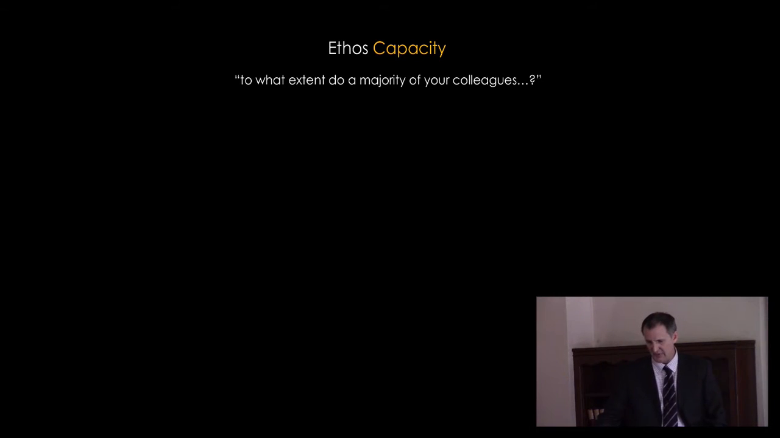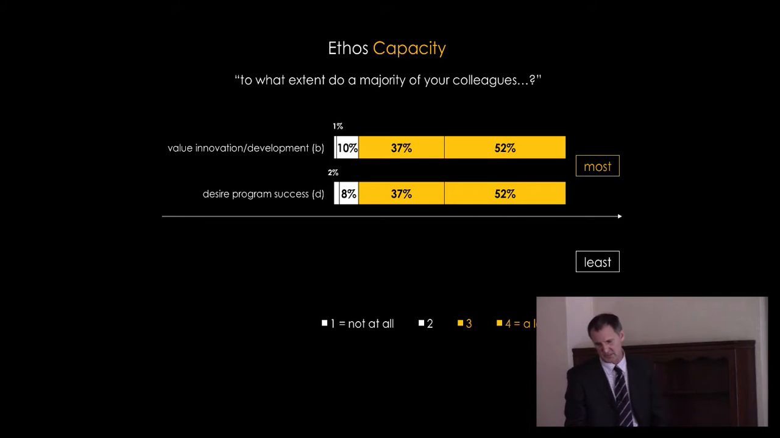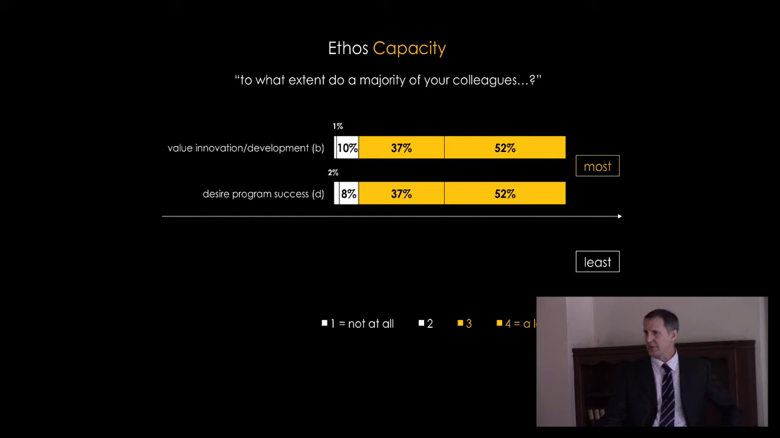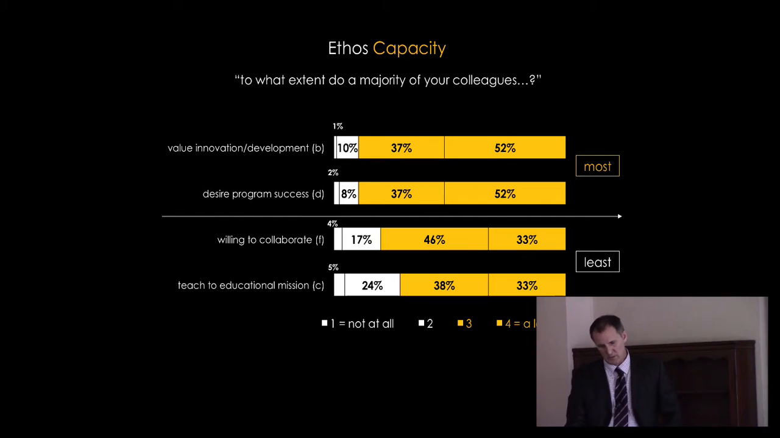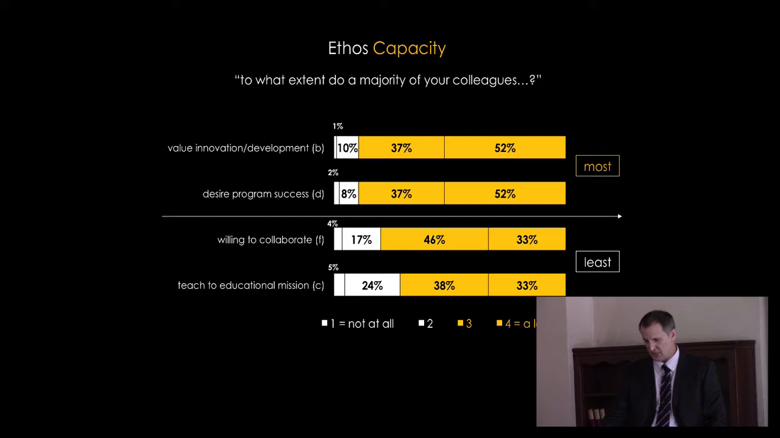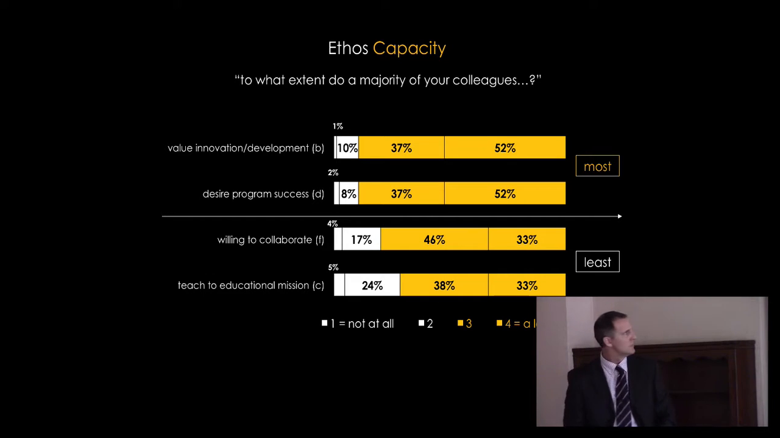Attitudes now. By ethos, I sort of meant the claim was that assessment would ensue productively if there was a general feeling of interest in educational innovation, if people collaborated productively with one another. So I asked these sorts of questions. To what extent do the majority of your colleagues value innovation or development? Yes, everybody. To what extent do they desire program success? Everybody. Willing to collaborate? Yes. Teach to the educational mission? Yes. So strong capacity there.